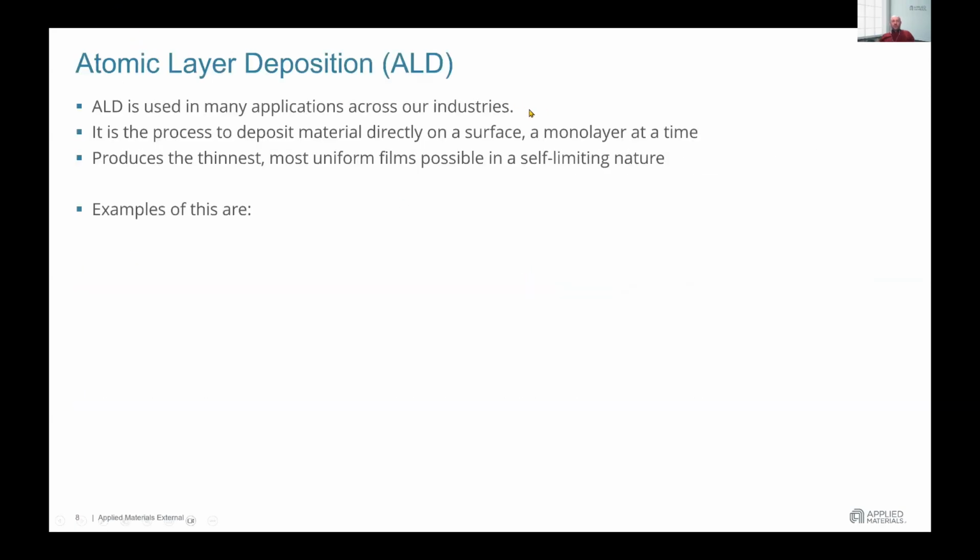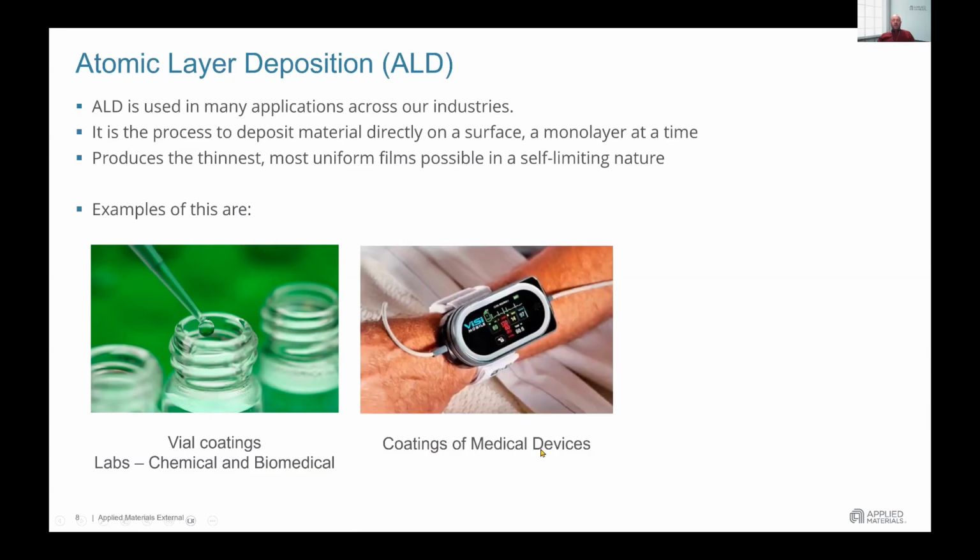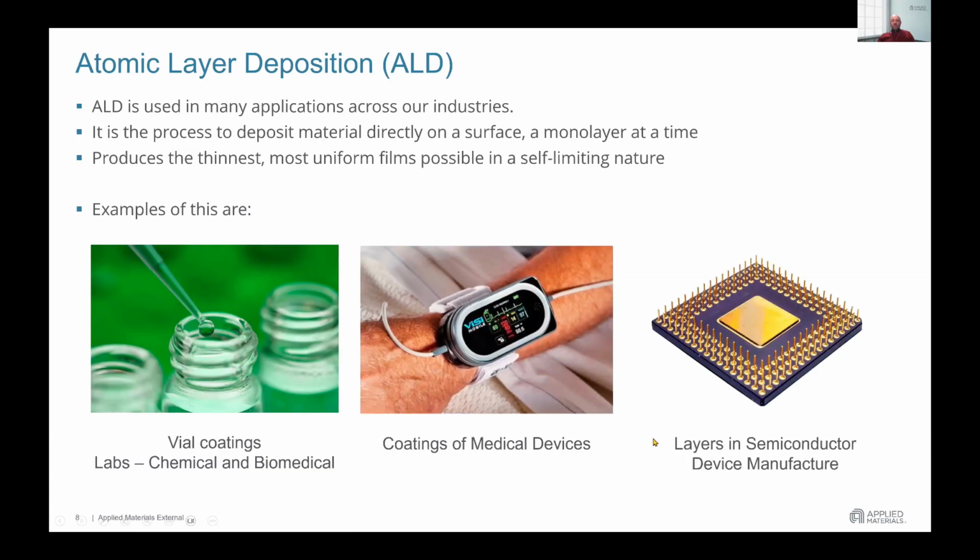So ALD, for those that are not used to it, is used in many applications across all of our industries. It's a process to deposit material directly onto the surface, a monolayer at a time, and it produces the thinnest, most uniform films possible in a self-limiting nature. Examples across our industries are coatings on vials from labs, chemical and biomedical, coatings on medical devices, and layers in semiconductor device manufacturing. So inside the chip, there may be a layer. And this is where we use ALD across all of our industries.